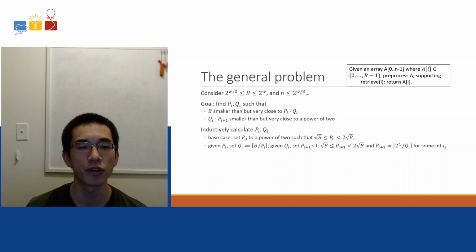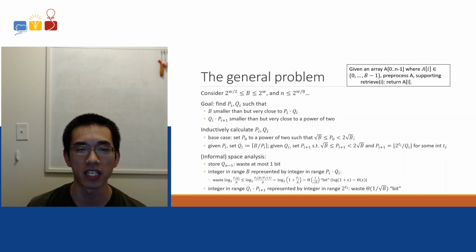And given a value of qi, we set the next pi such that the value of pi plus 1 is in the same range. It's between square root of b and 2 times square root of b, and it has the form of an integer power of 2 divided by qi, rounded down. It's not very hard to verify that such a pi plus 1 always exists. So this generates the two sequences pi and qi, and we can carry out the earlier argument and data structures.